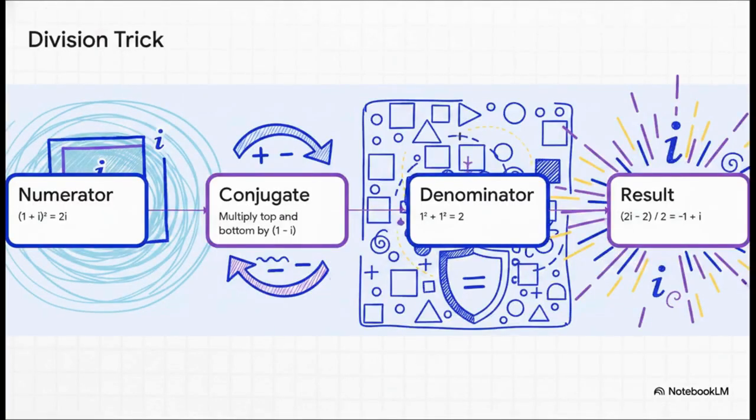Let's see this division trick in action by simplifying a fraction. Step 1, you just simplify the numerator. Easy enough. Step 2 is where the magic happens. You multiply both the top and the bottom by the conjugate of the denominator. What's a conjugate? You literally just flip the sign of the imaginary part. Doing this beautifully cleans up the denominator, leaving us with a nice, clean final result of -1 + i.